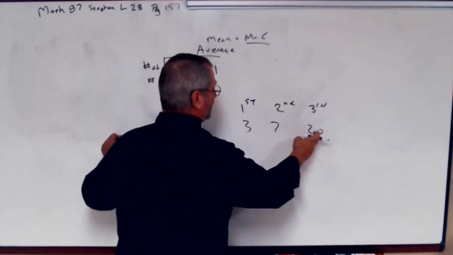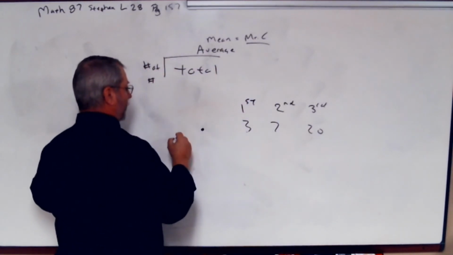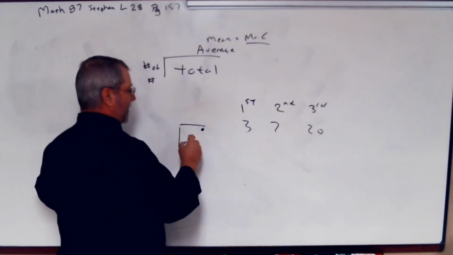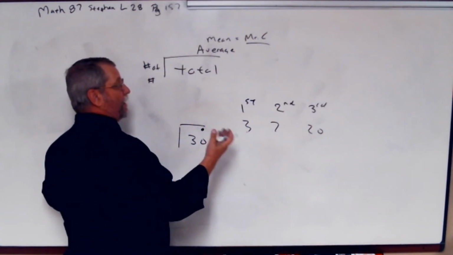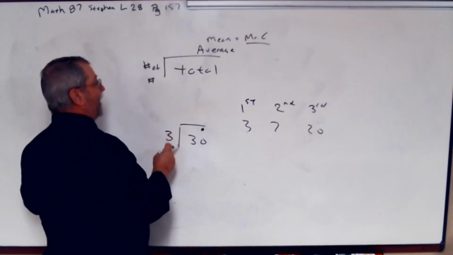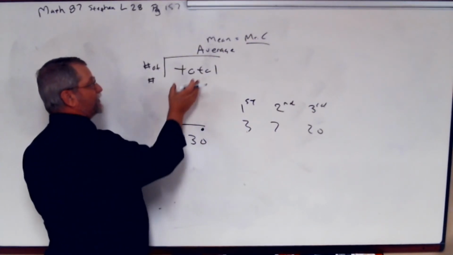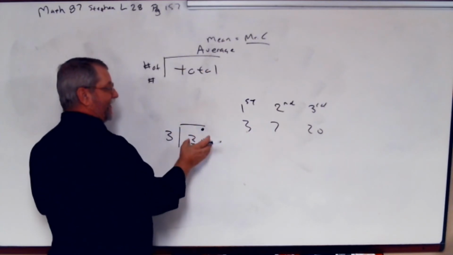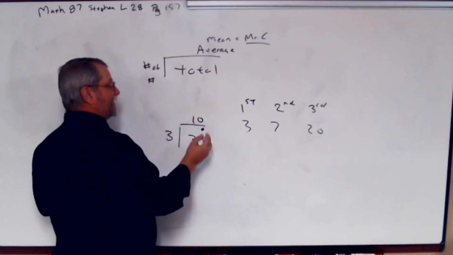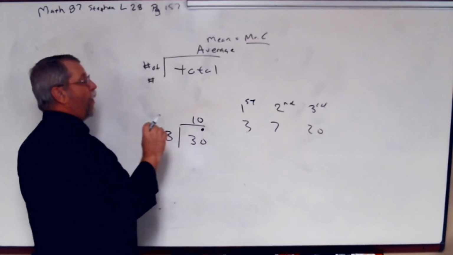So what we do is we add these together. Total. 3 and 7 is 10, 10 and 20 is 30. Now, how many rows do we have? We have 1, 2, 3 rows. The number of numbers is 3. The total of all my stuff is 30. When I divide, the average is 10 people per row.